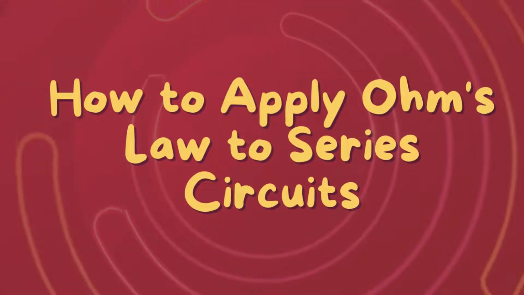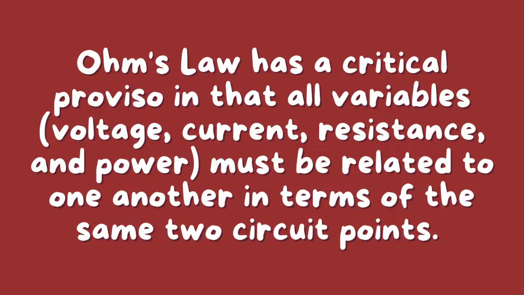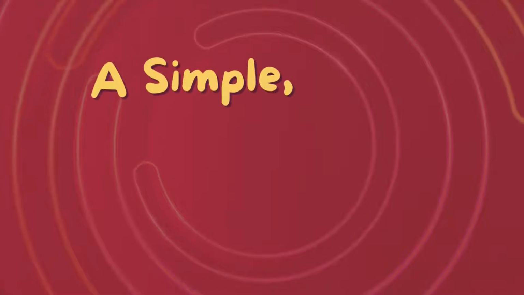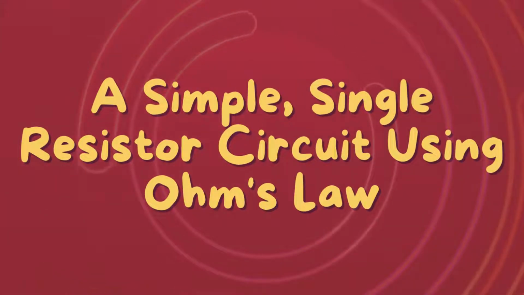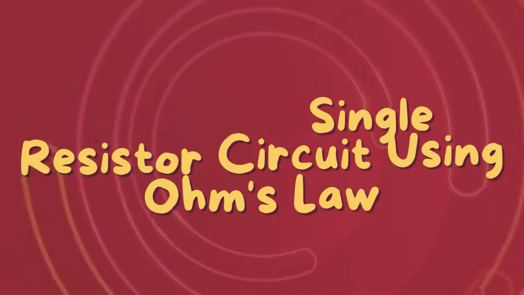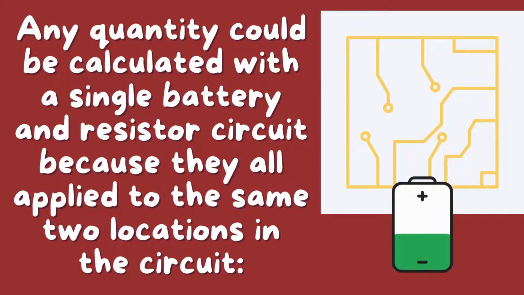How to apply Ohm's law to series circuits? Ohm's law has a critical proviso in that all variables, voltage, current, resistance, and power, must be related to one another in terms of the same two circuit points. A simple, single resistor circuit using Ohm's law: any quantity could be calculated with a single battery and resistor circuit because they all apply to the same two locations in the circuit.